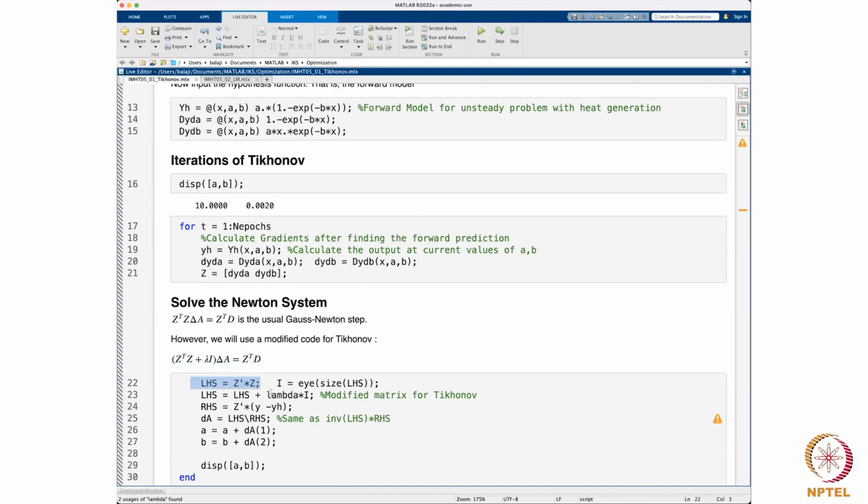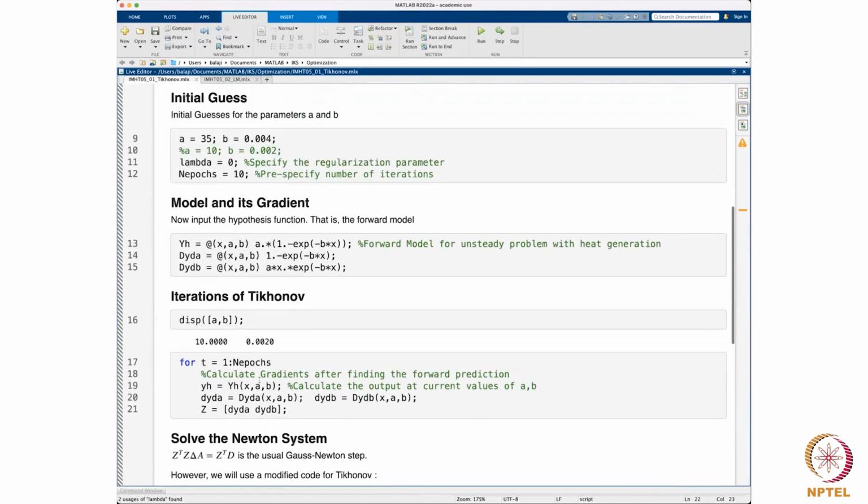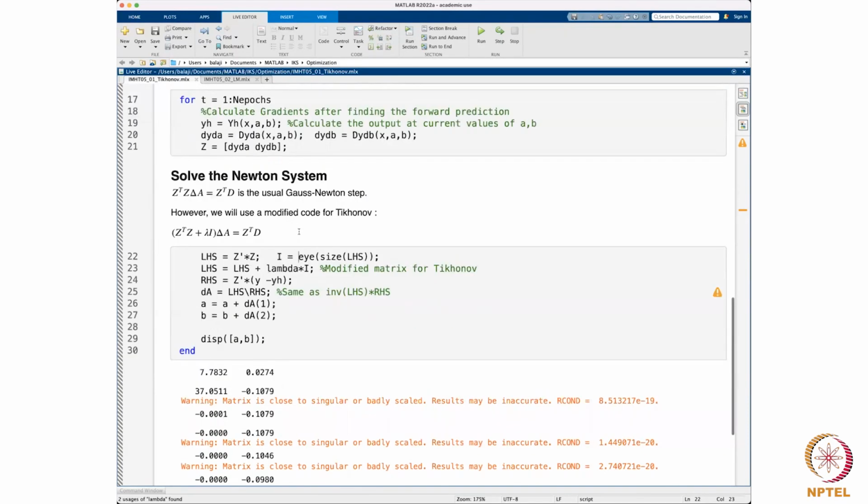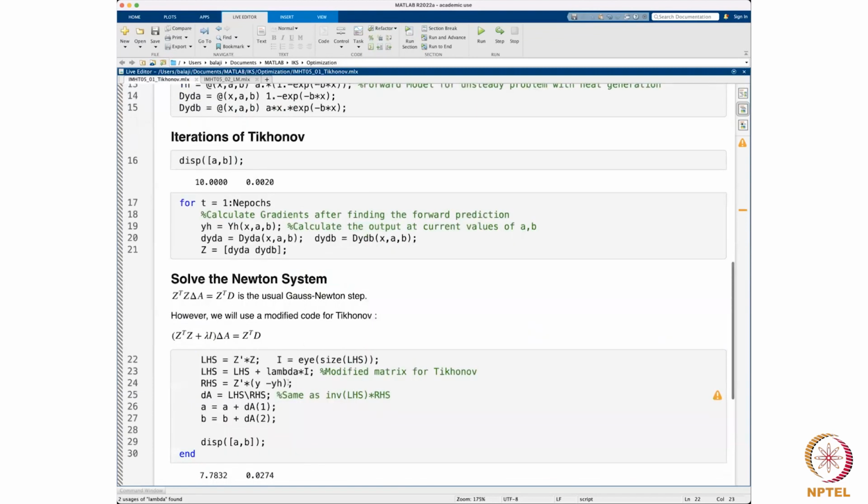Before I added this lambda term, it just looked like dA is LHS by RHS, where LHS was Z transpose Z. Now I have added this term. I here simply is the identity matrix. I'll show it to you when I run it. So this is simply the identity matrix. So lambda times I, lambda we have given the older value was 0.01, but I have given a value of 0 now. When you run it, you will see what happens. Okay. And then of course RHS, the same thing.